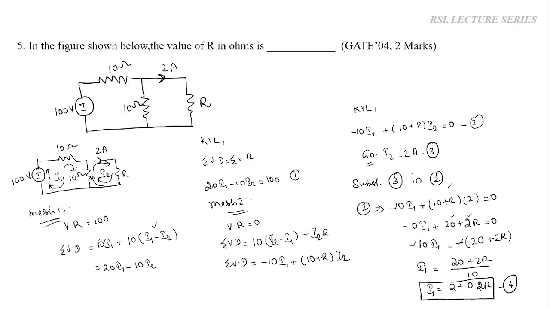Now we'll substitute equation 4 in equation 1, substituting both the I1 value as well as the I2 value. From equation number 3, we have I2 is equal to 2, and from equation 4 we have I1 is equal to 2 plus 0.2 into R. So we are going to substitute both equation 3 and 4 in equation number 1: 20 I1 minus 10 I2 equals 100. Already we have derived this.